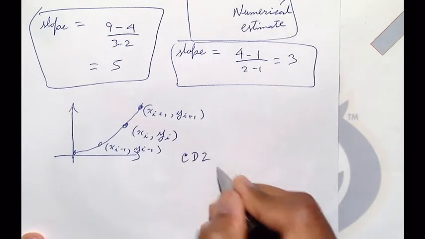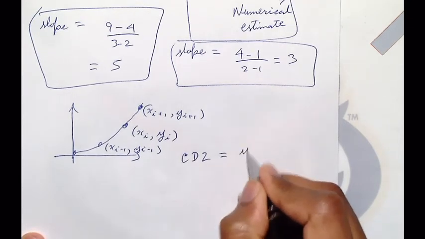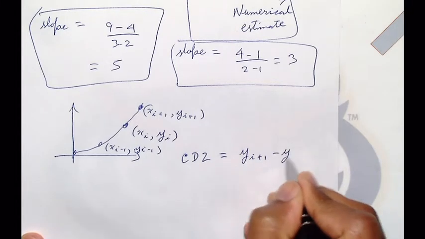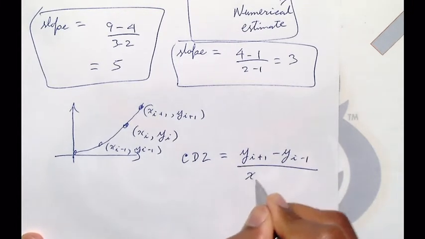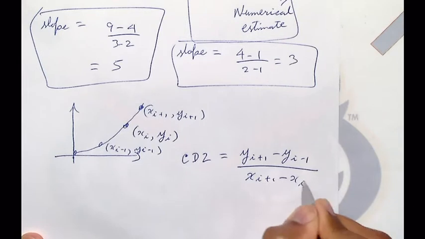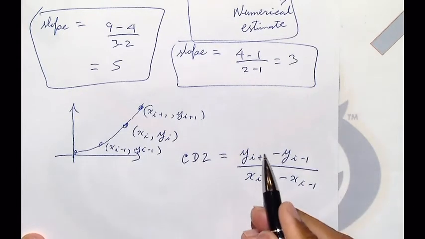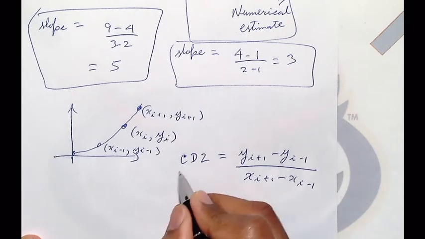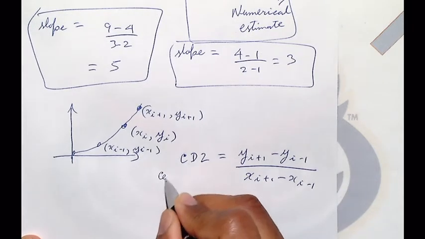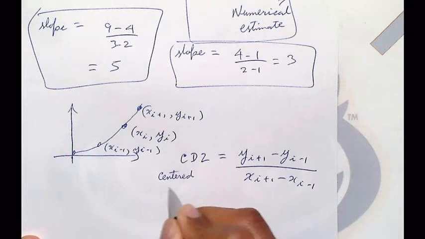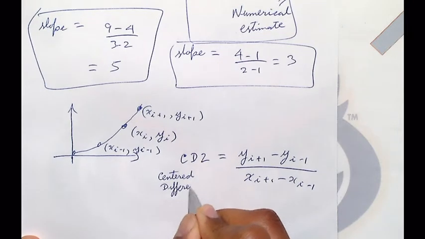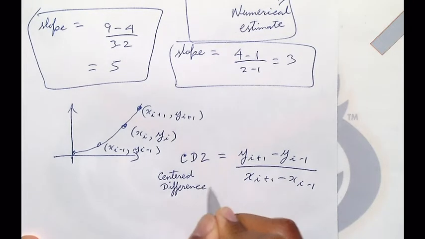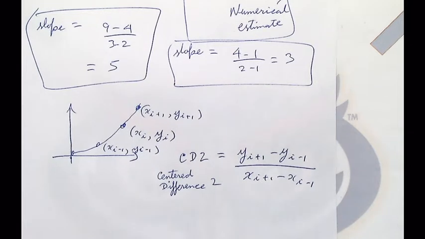y prime equals yi plus 1 minus yi minus 1 over xi plus 1 minus xi minus 1. Right? These are subscripts, i plus 1, i minus 1. So this is called centered difference 2. 2 because it's second order. Again, I will explain what order means.